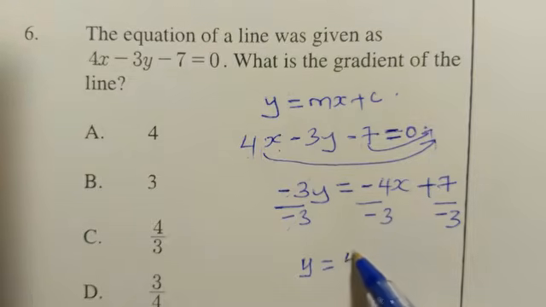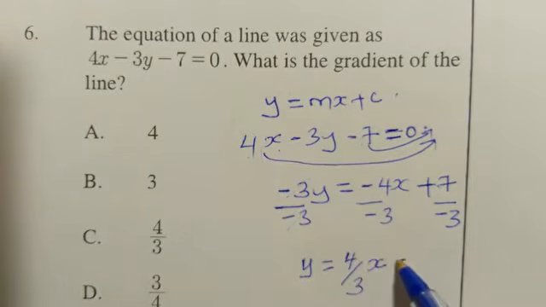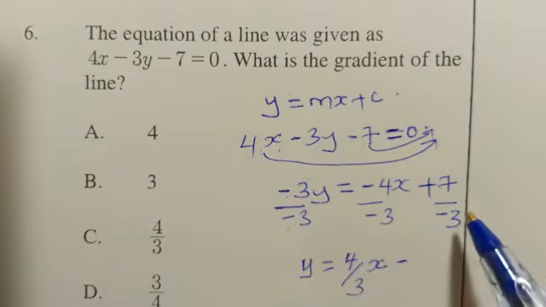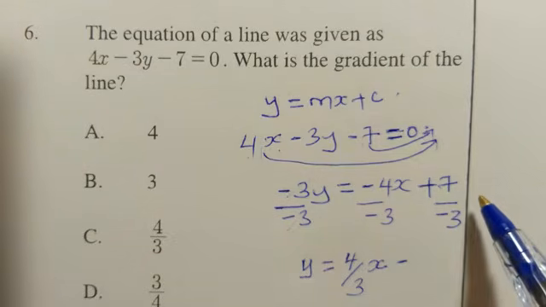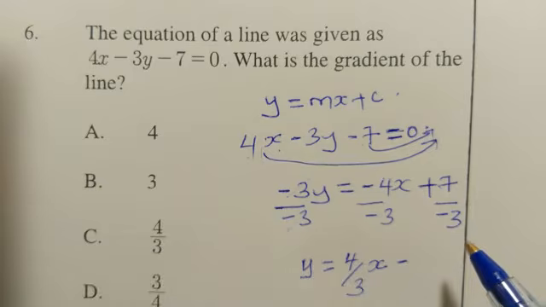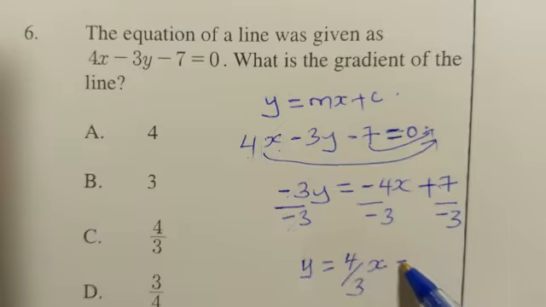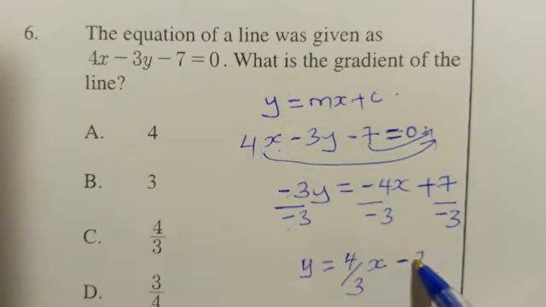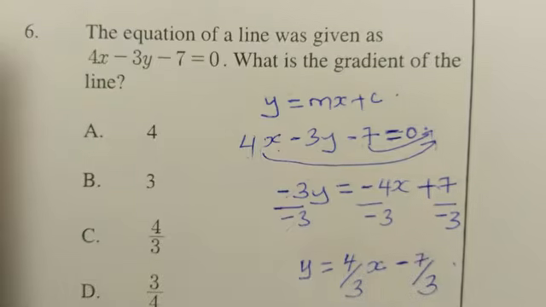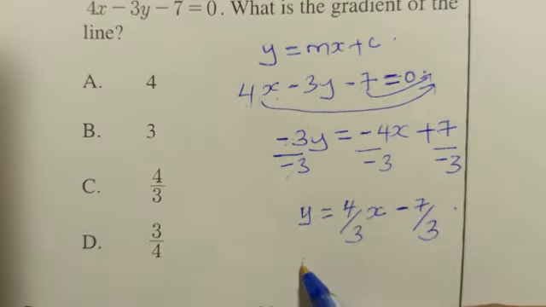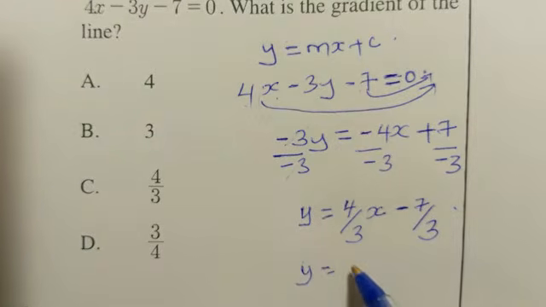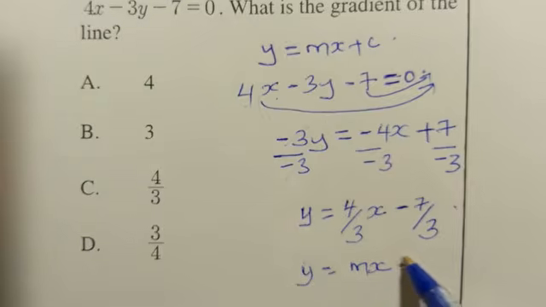So we'll have 4 over 3 x plus, or before the sign, let us look at this. We have positive 7 divided by negative 3. So a positive integer divided by a negative integer gives us a negative answer. So this is going to be negative 7 over 3. And as you can see, we can compare our answer with the general equation of a straight line, y is equal to mx plus c.